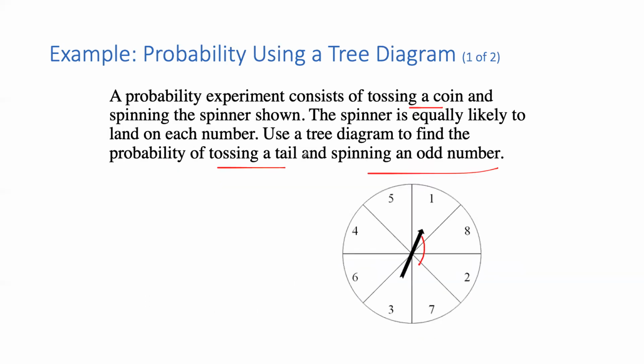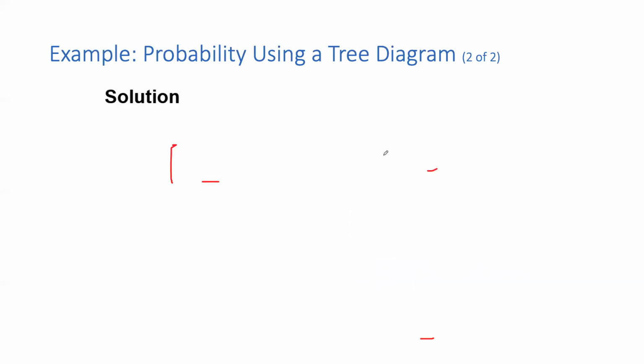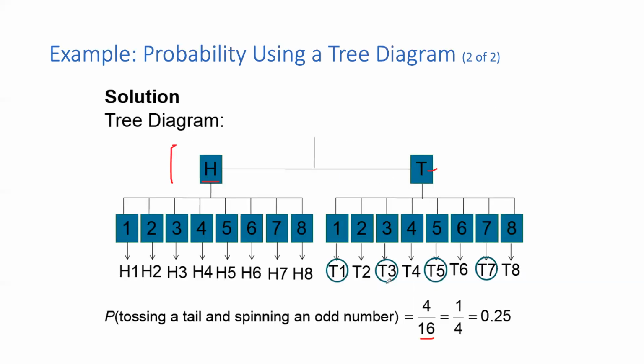What is my event? My event is tossing a tail and spinning an odd number. So it has to be a T. So none of these outcomes satisfy my conditions, the event, because first of all, I need to toss a tail, and then I need to spin an odd number. So 1, 3, 5, 7. These are the only 4 odd numbers. So T1, T3, T5, T7 meet the conditions.